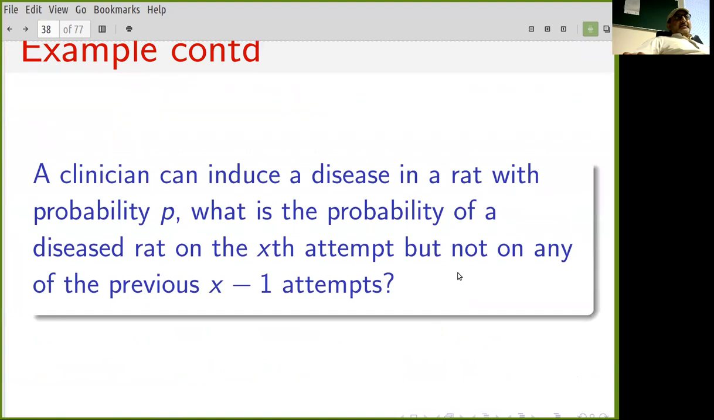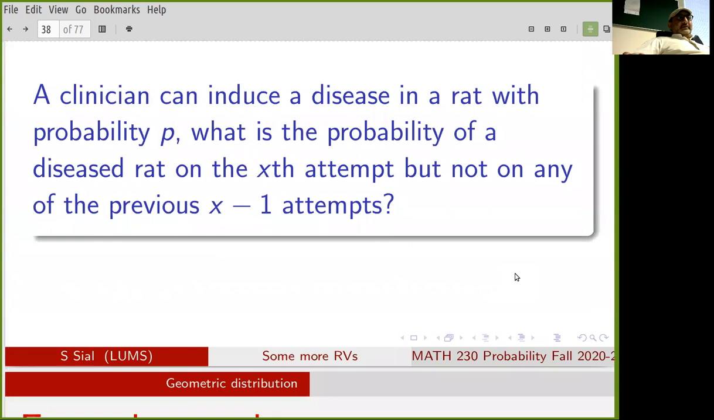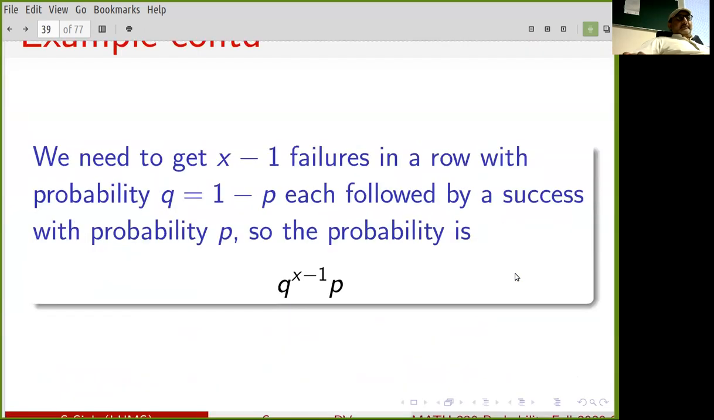So what's the probability of success on trial X, but not on any of the previous X minus 1 attempts? Well, it's Q to the X minus 1 times P. The probability of getting X minus 1 failures in a row is Q to the X minus 1, followed by success, with probability P.